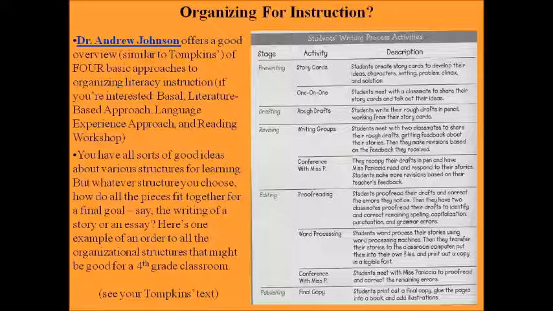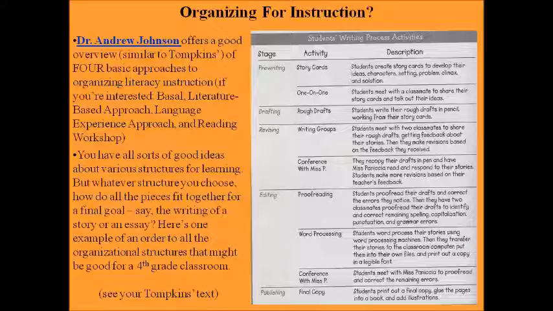He offers a good overview, similar to Tompkins, of the four basic approaches to organizing literacy instruction, if you're interested. So there's the basal literature-based approach, there's the language experience approach, the reading workshop approach. You have all sorts of good ideas about various structures for learning, but whatever structure you choose, how do all the pieces fit together for a final goal? Say, the goal of writing a story or an essay.